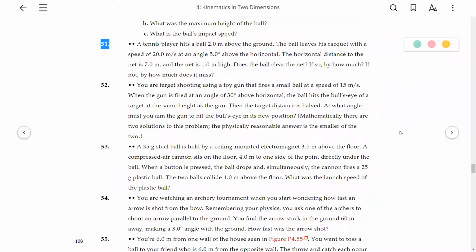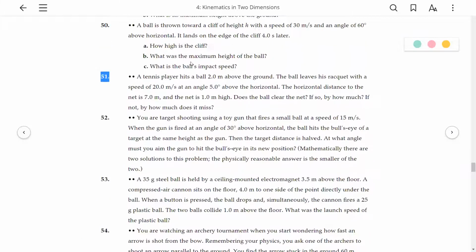Here's a 2D kinematics problem that isn't too challenging. Number 51: a tennis player strikes the ball. The ball is 2 meters above the ground when she hits it, and the ball flies off the racket at 20 meters per second. That's over 40 miles an hour, slightly inclined above the horizontal. The net is 7 meters away, and the net is 1 meter high. We're supposed to figure out, does the ball make it over the net?